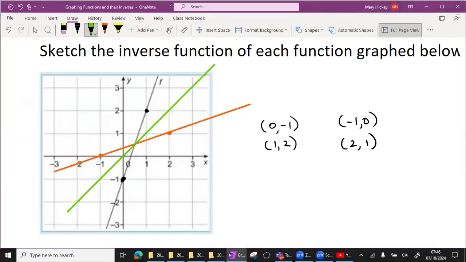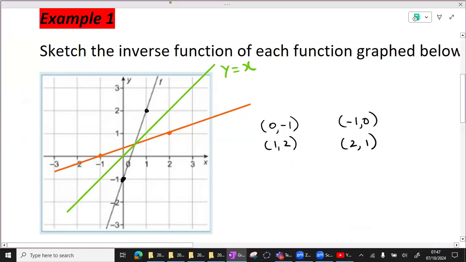So what we're really saying is, is that true? If the black was wet paint, does it print onto the orange when folded along the green line? It does. So that's how I know that I'm definitely correct. So this is the inverse function here. That was the original. This is the inverse. And this is the line of reflection.